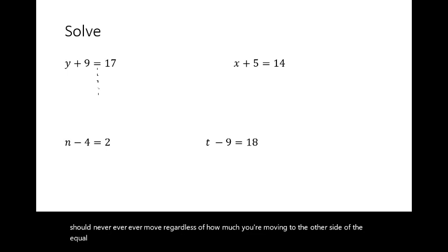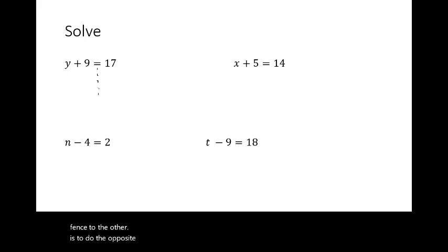Think of the equal sign as a fence. The only way to get a term from one side of the fence to the other is to do the opposite operation, and that fence is never going to move.